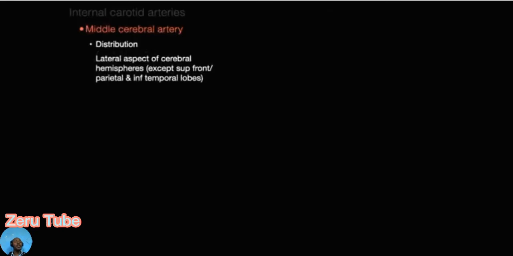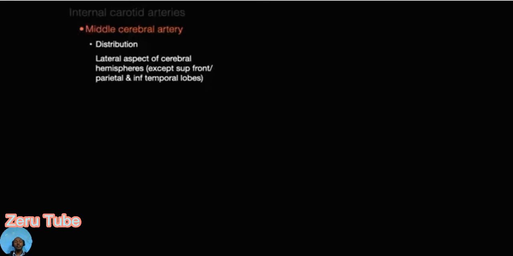Except the area which is supplied by the anterior cerebral artery, which is the superior surface of the frontal lobe and the superior surface of the parietal lobe. Plus the inferior surface of the temporal lobe is supplied by the posterior cerebral artery. Except those areas, the lateral aspects of the cerebrum are supplied by the middle cerebral artery.